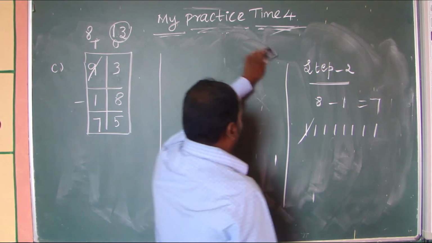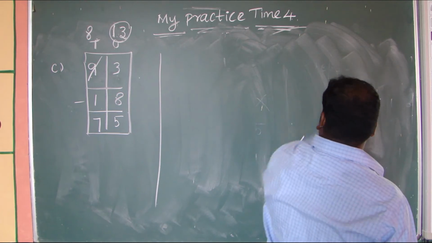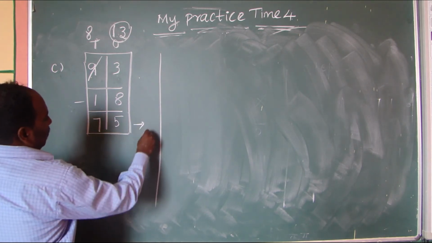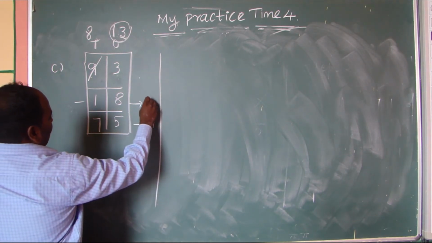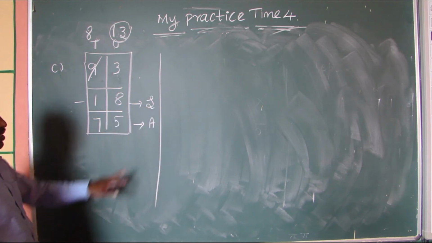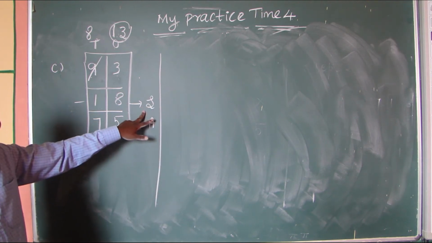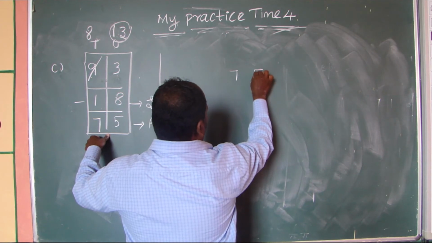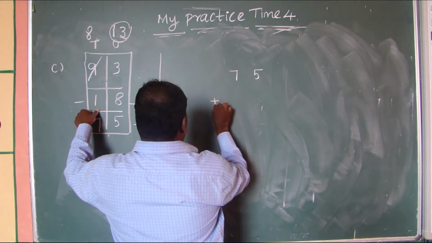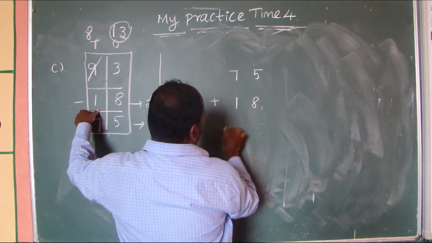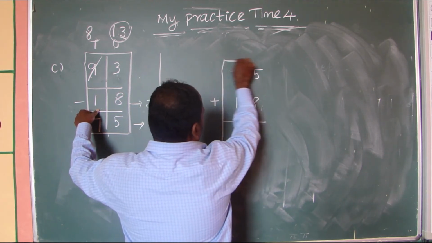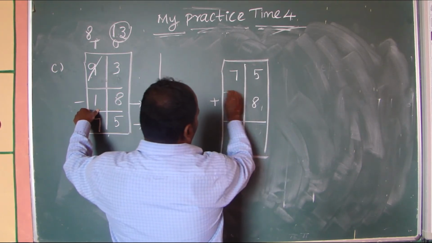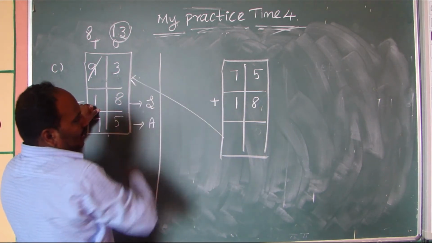Let's check our answer. Answer plus second term. We add the answer term plus the second term, which is equal to the first term. Our answer term is 75. Then the second term is plus 18. We need 75 plus 18, and we need 93.